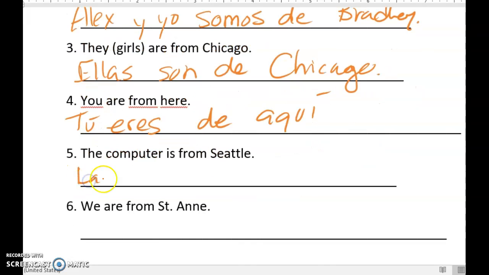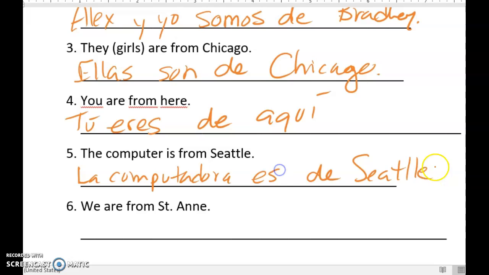Oh, the computer vocab. Singular, plural is singular. Es de Seattle. Remember, es is a cognate. Looks like it is. Do we need we? Somos de St. Anne.